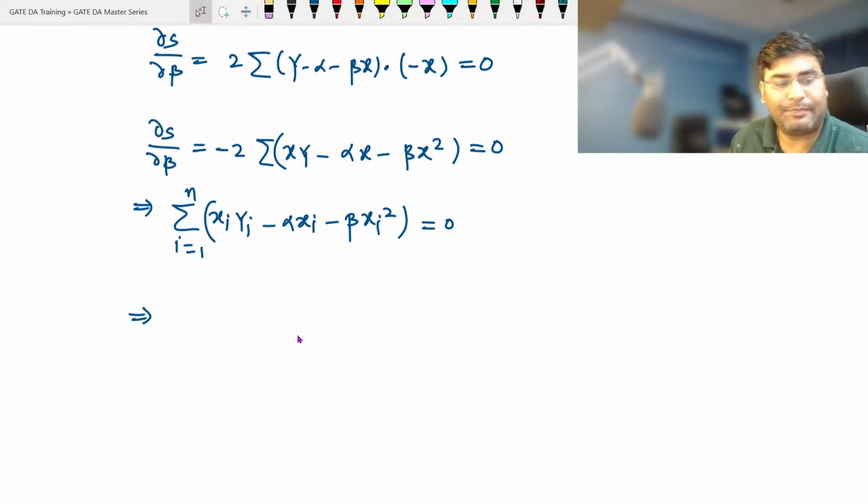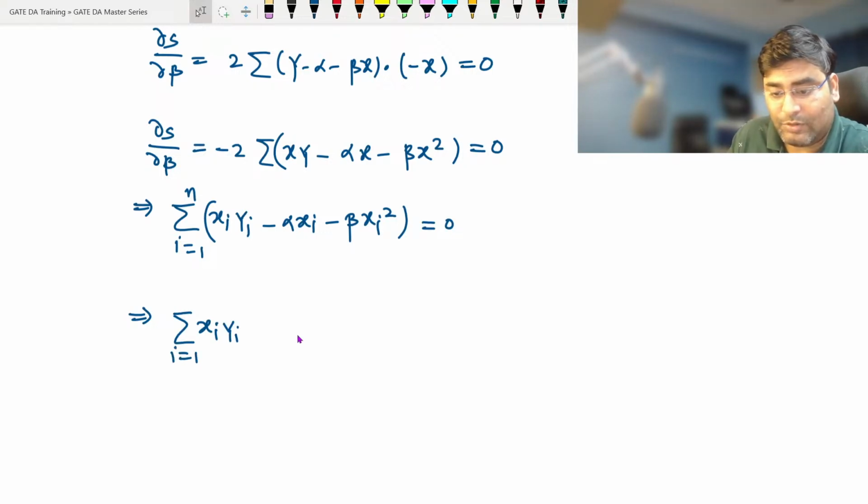So you will say that, and that's where you have to be very careful. You will apply this summation very carefully. Sum of xi yi, i equal to 1 to n. It will go for these two. So this is like the product of x and y, and then sum it up. Minus it will be alpha.